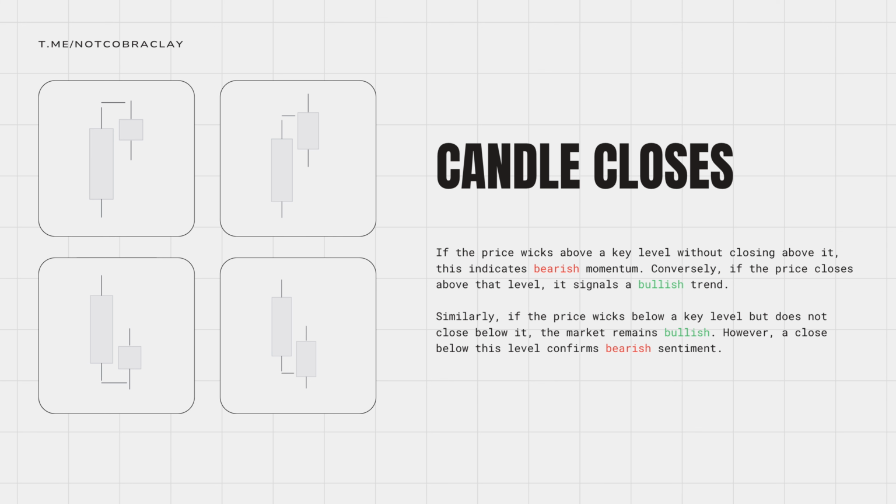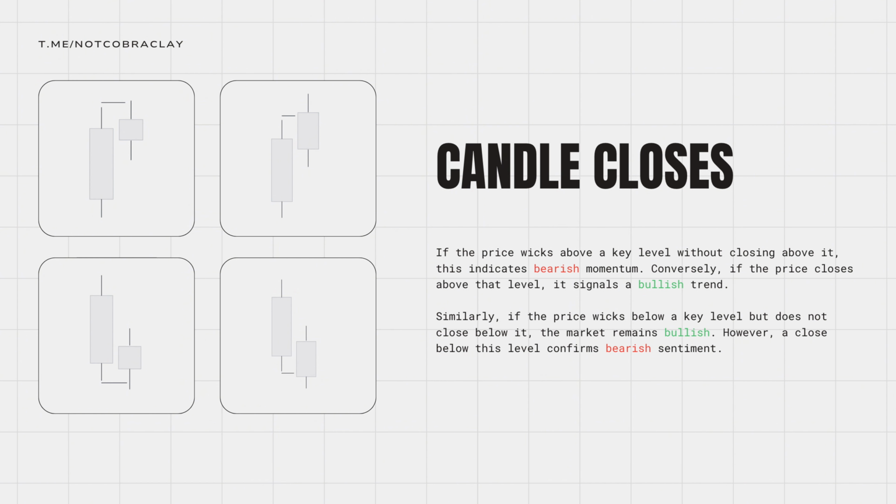The candle closes are important, and we will also come back to them later on in the course or in the episodes. If the price wicks above a key level without closing above it, so top left, this indicates bearish movement, because you simply grab the liquidity and the market isn't pushing liquidity or volatility higher and breaking out of the candle, breaking out of a range.